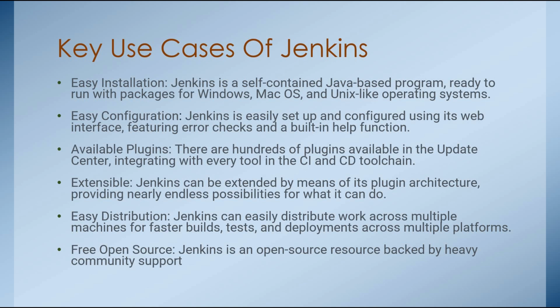Fourth point is extensible. Jenkins can be extended by means of its plugin architecture, providing nearly endless possibilities for what it can do. It's really extensible. Fifth, easy distribution. Jenkins can easily distribute work across multiple machines for faster builds, tests, and deployments across multiple platforms.